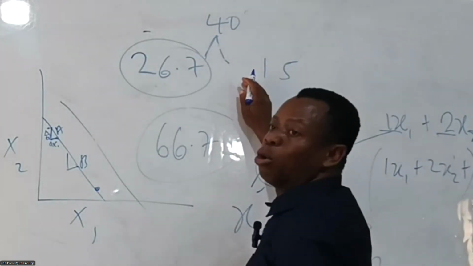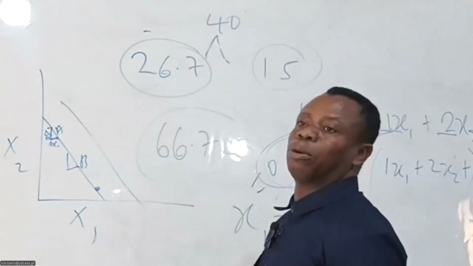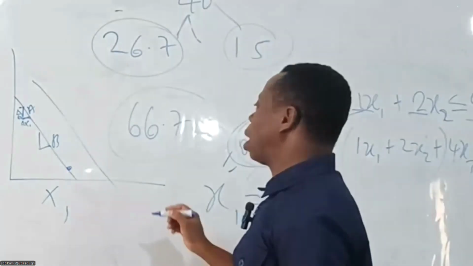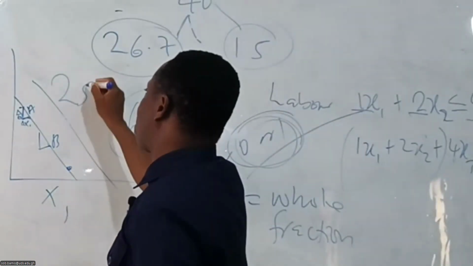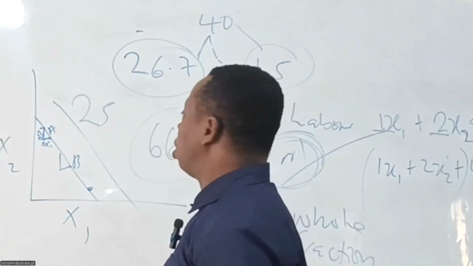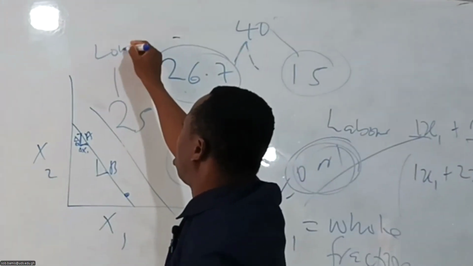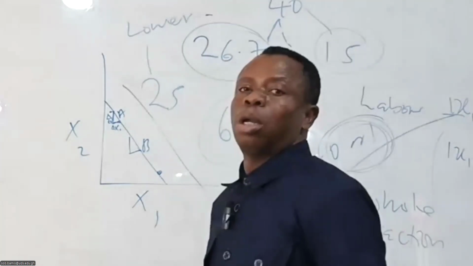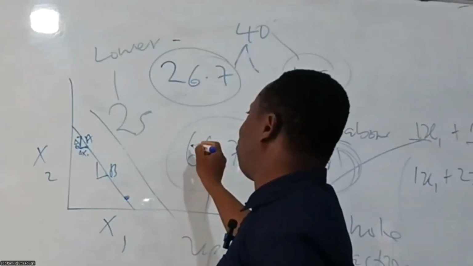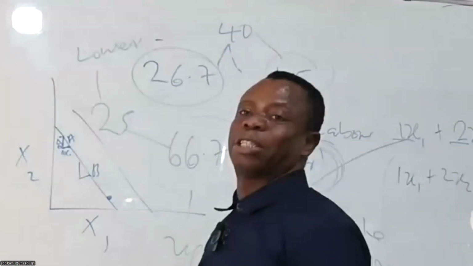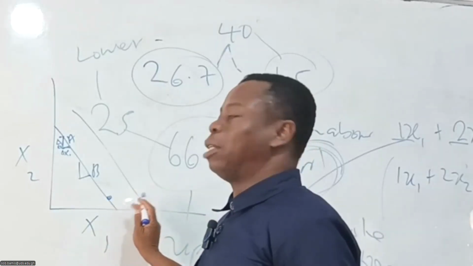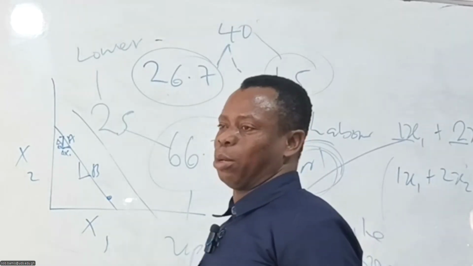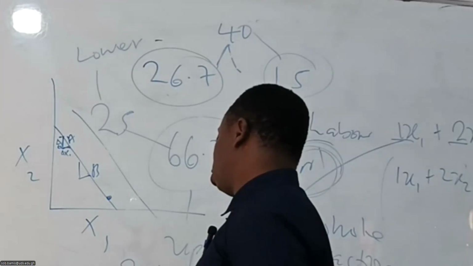Now, the allowable decrease is 15, not so. So 40 minus 15 will give you what? 25. So this is the lower bound, and this is the upper bound. In other words, so long as the objective function parameter falls between 25 and 66.7, the solution will not change. It will still be 24 moles, 8 what? Mass.